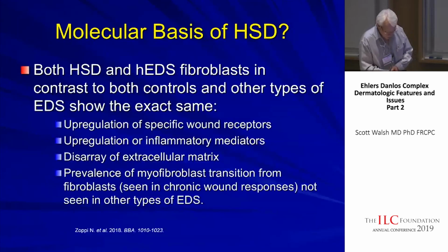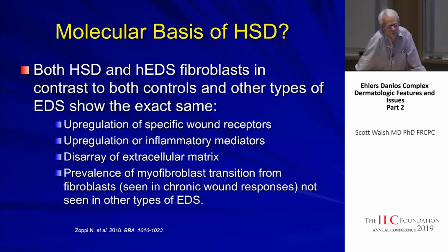There's a group who's been doing some really quality research in Ehlers-Danlos, and this is a cell biology group. They've got 3 publications out looking at different aspects of hypermobility spectrum disorder and Ehlers-Danlos hypermobile type. Their feeling is that these 2 are one and the same, and that they're different from controls and different from other types of Ehlers-Danlos, including vascular type and classic type. And this is what they compare to.